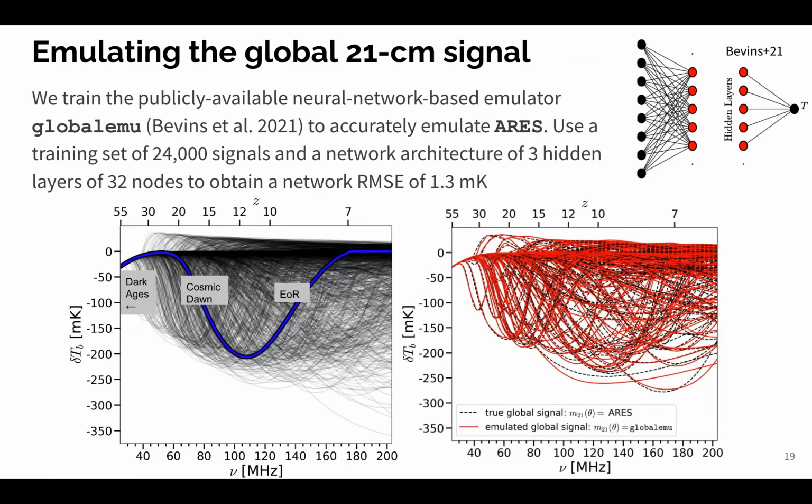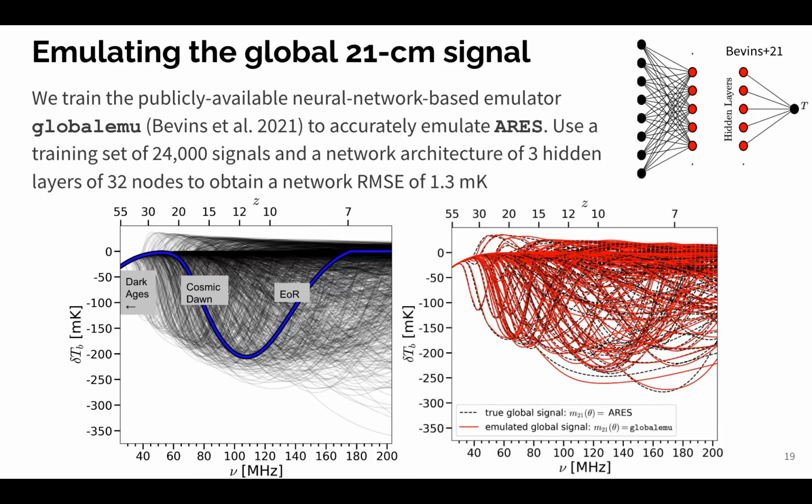We trained the publicly available neural network emulator called Global EMU. There are just about 2 or 3 emulators that currently exist for the global signal. This was the only one at the time. Or there may have been 2 at the time, but we chose Global EMU to emulate Aries.